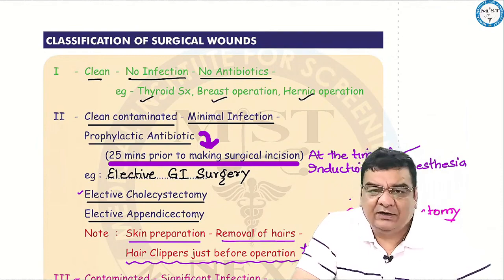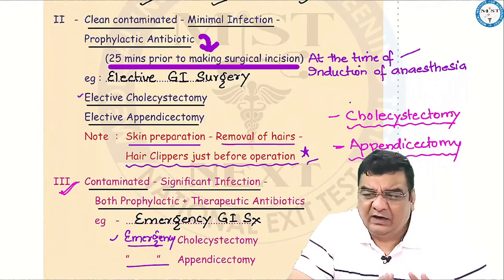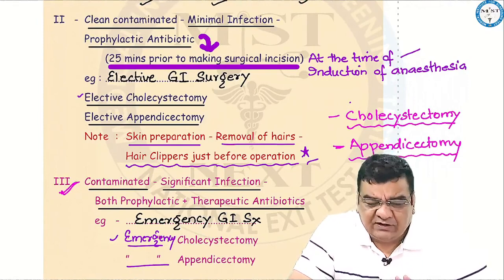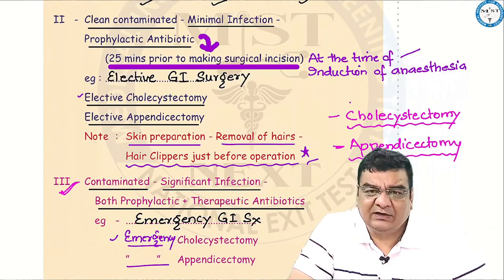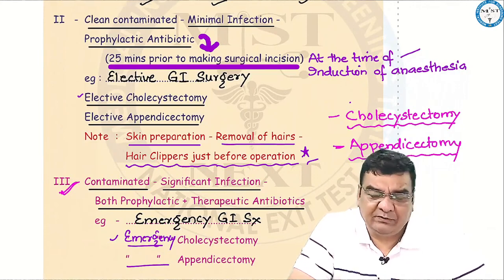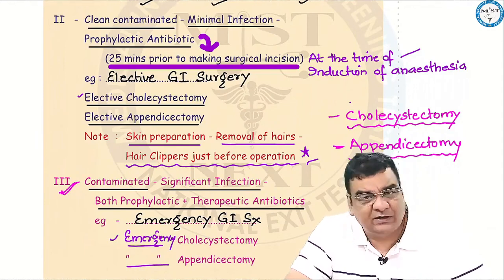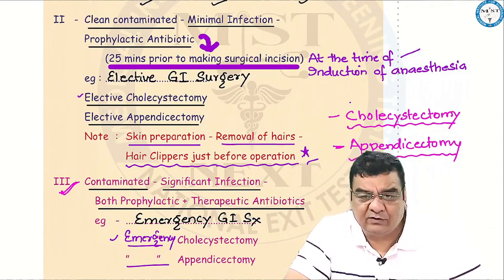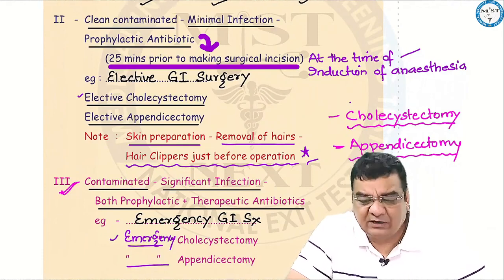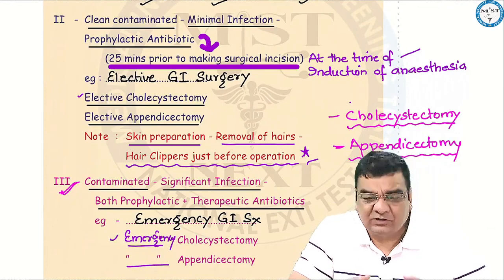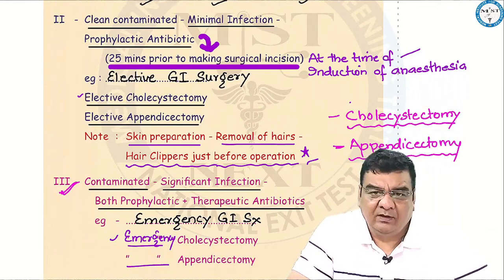Class 3 or contaminated, emergency GI surgery. When you are doing surgery in the GIT, and especially when there is acute inflammation, when there is a huge bacterial party going on inside, then the chances of infection will definitely be high. In these cases, we give the antibiotic before surgery, that is the same 20-30 minutes before starting the surgery. And we also give therapeutic antibiotics, that means after the surgery, just to reduce the bacterial population.